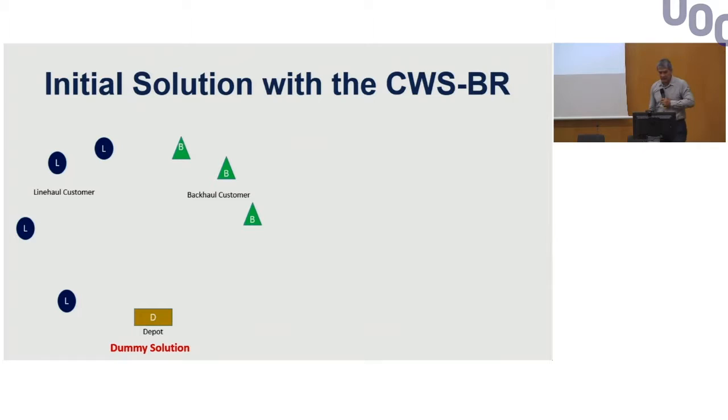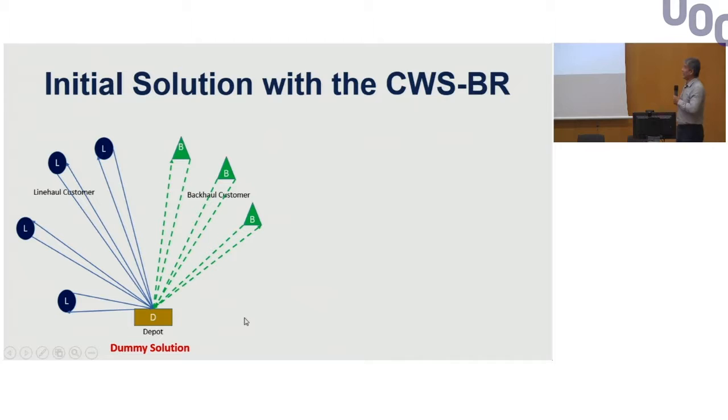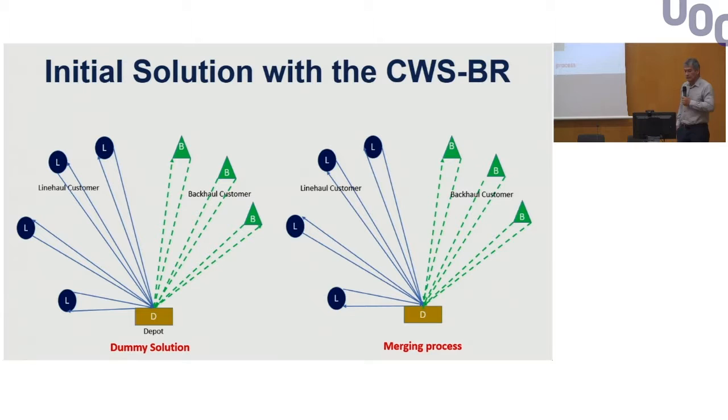The process starts with the construction of a dummy solution. A dummy solution is a tour for each customer, a round trip from the depot to the customer and return to the depot. After that, a savings list is built to connect or link nodes. In this case, we use the savings method to realize this merging process for customers, using the traditional Clarke and Wright equation.